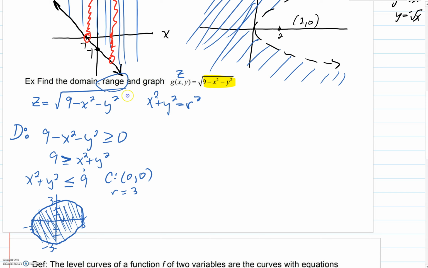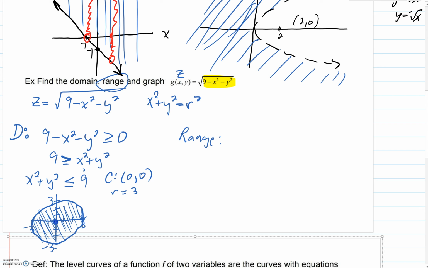Now, from here, I just want to point out something to you. We are asked to find the range also. The range is going to be really this z value. And you begin to think, well, my goodness, what could our z values go between? Well, if we would have chosen something on this border here, like x equaling 3 and y equaling 0, you can see that inside you'd have 9 minus 3 squared, that's 9 minus 9, that's 0.